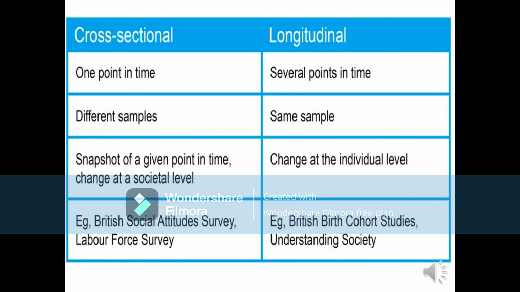Snapshot is a given point in time, with change at the societal level. In the case of longitudinal, you can only see change at the individual level, not at the whole level. The British Social Attitudes Survey and the Labour Force Survey are good examples of the cross-sectional study. The British birth cohort studies, and Pakistan birth cohort studies, for understanding of Pakistani society, are examples of a longitudinal study.